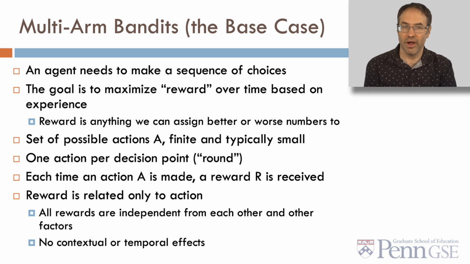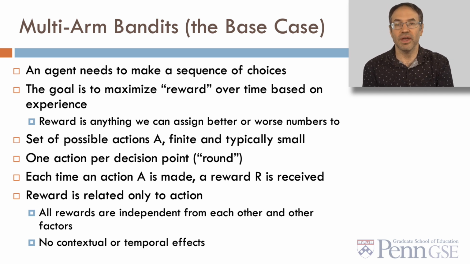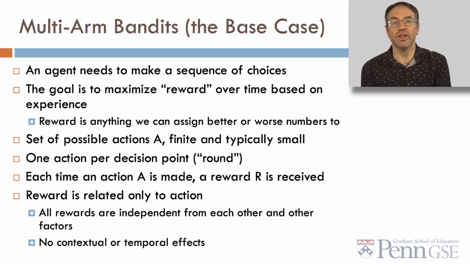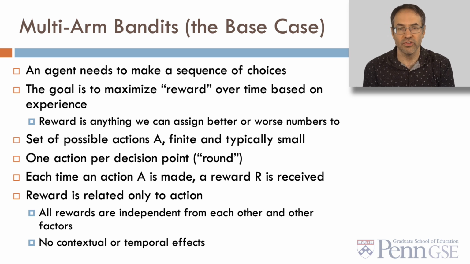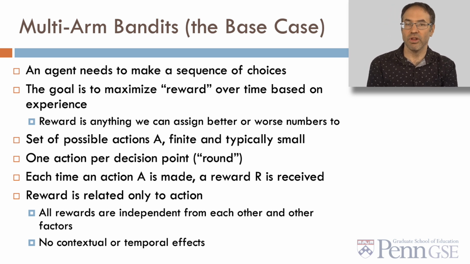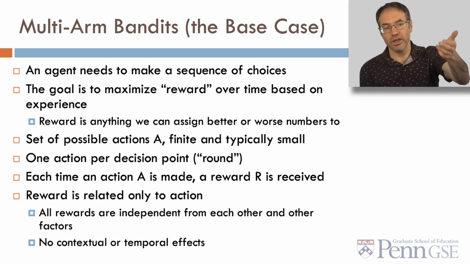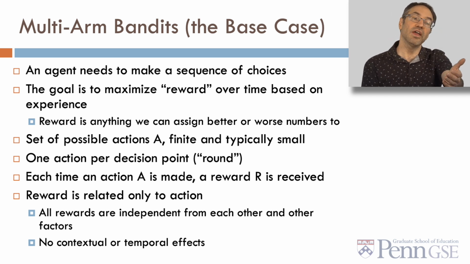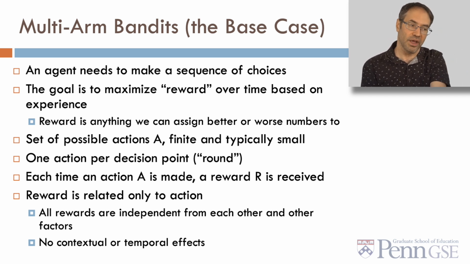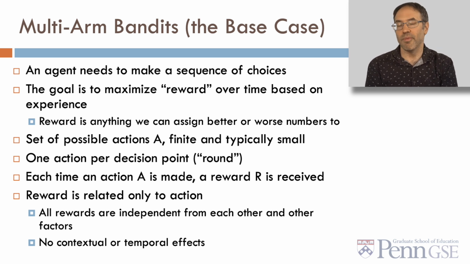point, called a round. Each time an action A is made, a reward R of some level is received, and the reward is related only to the action. In this model, all rewards are independent from each other and any other factors, and there's no contextual or temporal effects. If you do the same thing, you get the same result. Think of it like if you're deciding which of two slot machines to play. The slot machines are going to give you the same probability of a reward every time, no matter what.